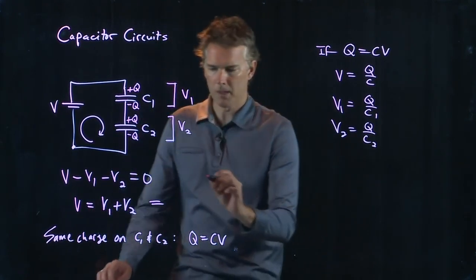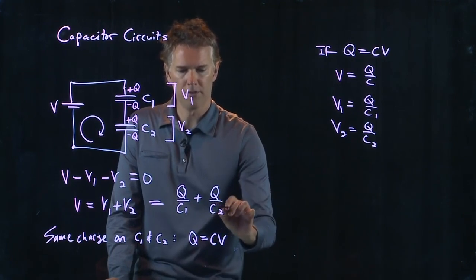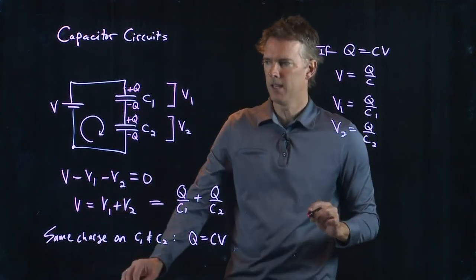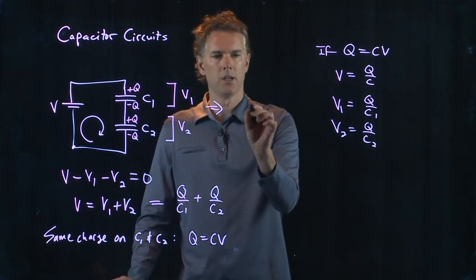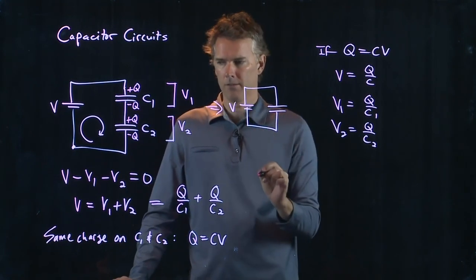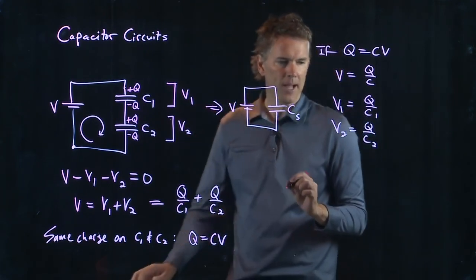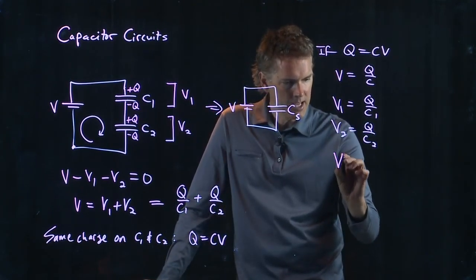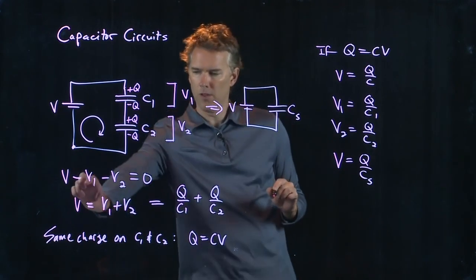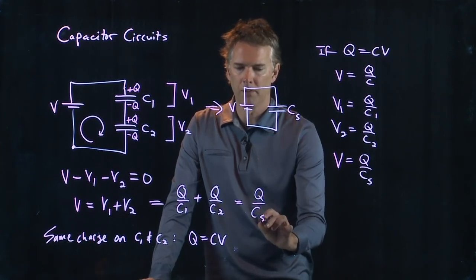And so what does this equation become? It becomes Q over C1 plus Q over C2. But we also know what V is in the case of the equivalent circuit. In the equivalent circuit, we have one capacitor. It was in series, and so it's going to have a value C sub S. And so I could say V is equal to Q over C sub S. And so this whole line right here equals Q over C sub S.